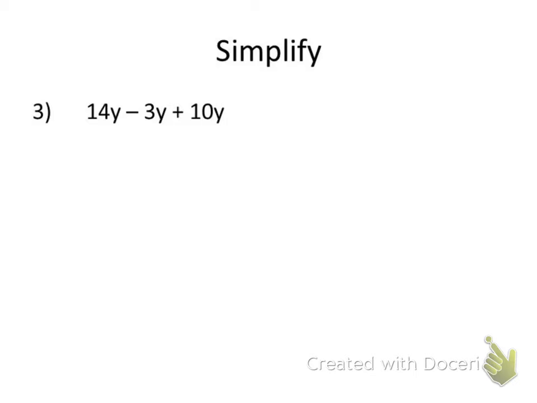All right, are these like terms? All of them? Yeah, they're all y's. So I'll do a little V under it this time to show they're all going together. Then you can just add and subtract from left to right if you have more than 2 going on. So what is 4y minus 3y? 11y plus 10y is 21y.